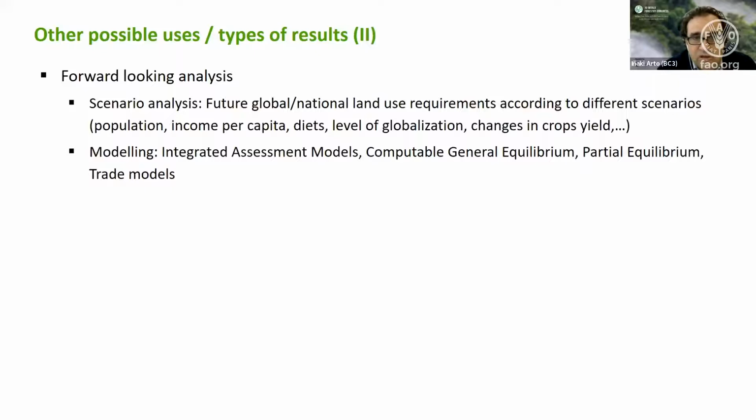Other possible uses of these databases are related to forward-looking analysis and modeling. These databases can be used for scenario analysis in order to do future projection of global or national land use requirements according to different scenarios on population, GDP per capita, future changes in diets, changes in crop yields, etc. And also this database can be used to fit different models like integrated assessment models, CGEs, partial equilibrium models, operating models, etc.